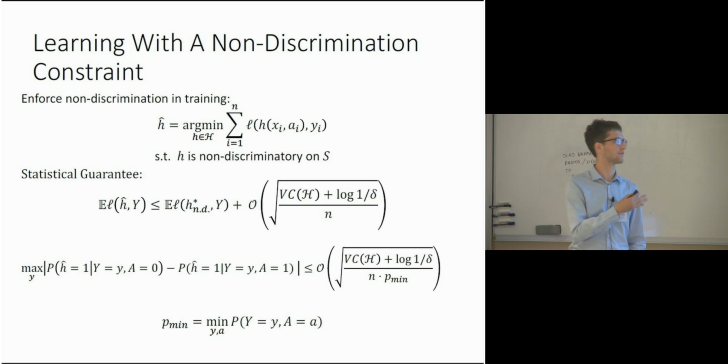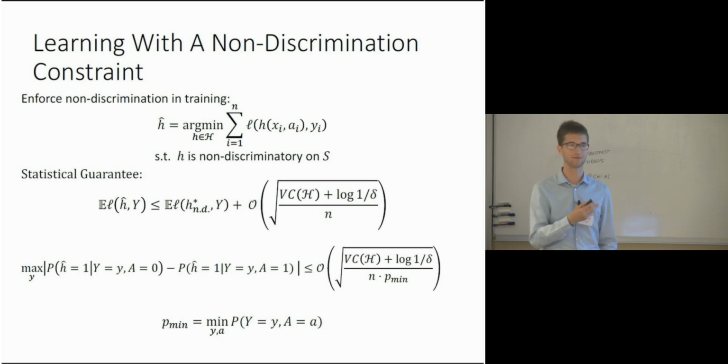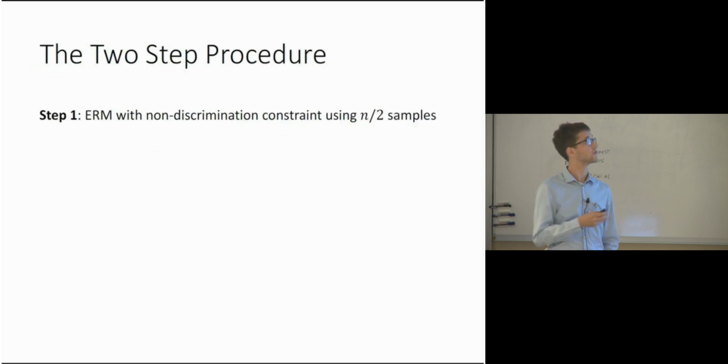This VC dimension part of the bound is what I'd like to focus on. This is perhaps troublesome if we really want to have an extremely non-discriminatory predictor. This could be painful if the complexity of the hypothesis class is high. It turns out we can actually get rid of this dependence using the following 2-step procedure. First, we take our data and split it in half, and we use the first half to find the empirical risk minimizer with a non-discrimination constraint.